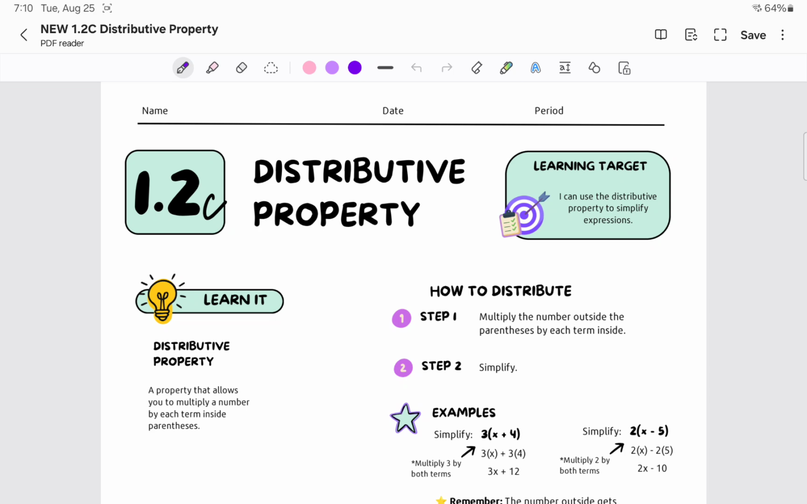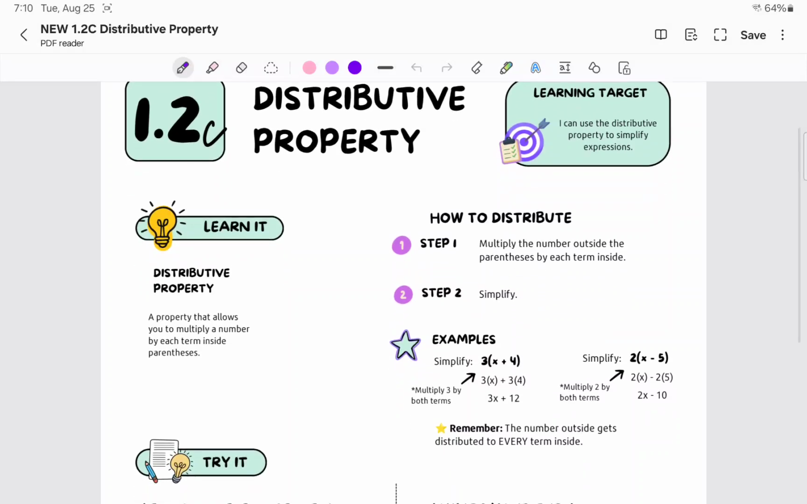By the end of this mini lesson, you'll be able to use the distributive property to simplify expressions. So what is the distributive property? It's just a property that allows you to multiply a number by each term inside the parentheses. So anytime you see a number being multiplied by a sum or a difference inside, we're going to distribute.